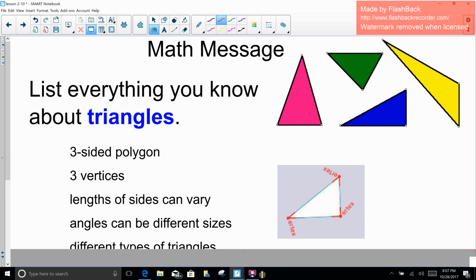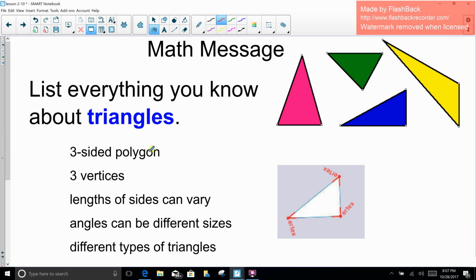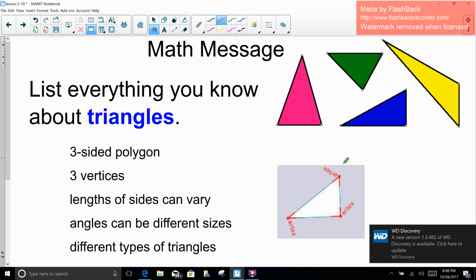Did you say triangles are three-sided polygons? They have three vertices. That is the plural of the word vertex. A vertex is the point where two lines meet and form an angle. The length of the sides of triangles can vary. The angles can be different sizes.